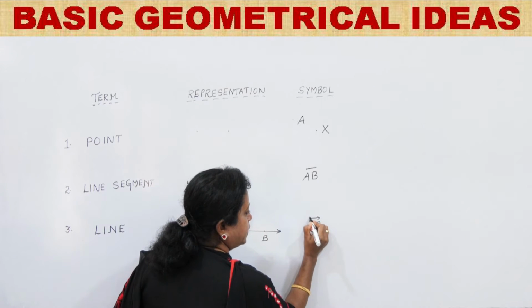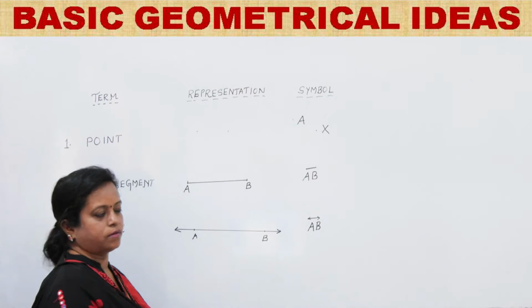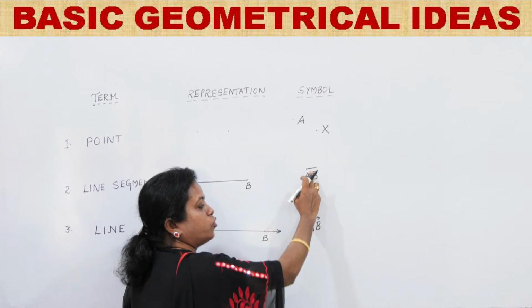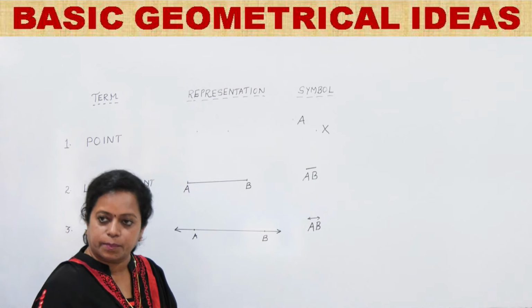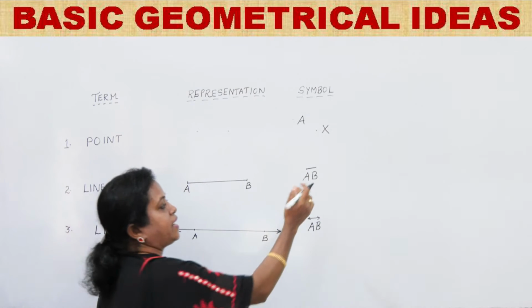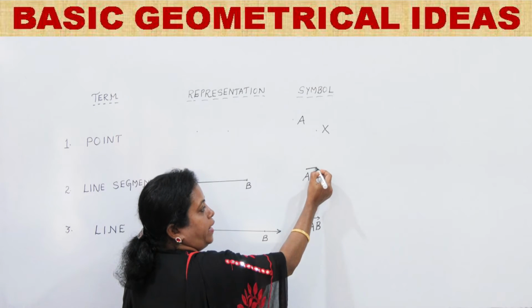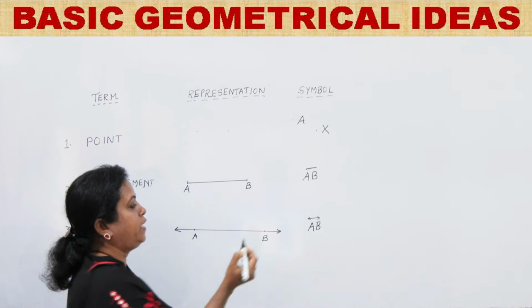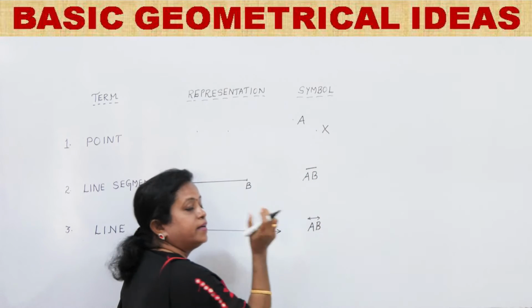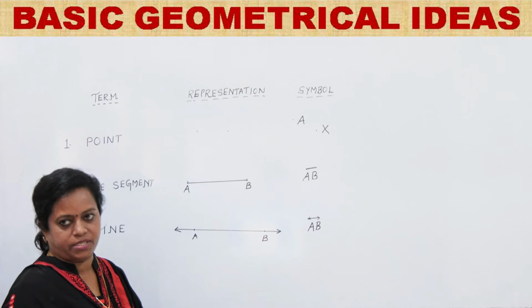So I will write it as AB, and see the symbol that I am using. I am using a double-headed arrow. You can see the double-headed arrow. You can see the difference between how I represent a line segment and a line. In line segment, the 2 endpoints are shown without an arrow. In line, you have a double-headed arrow symbol over the 2 capital letters.